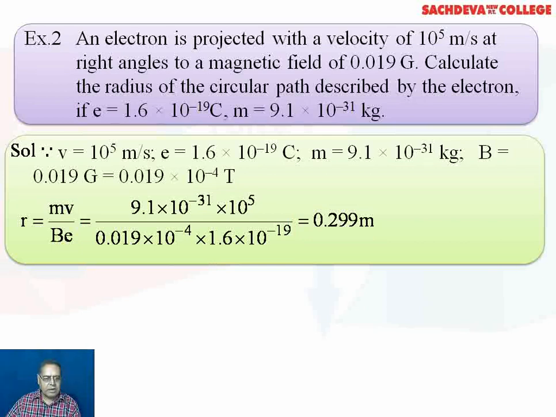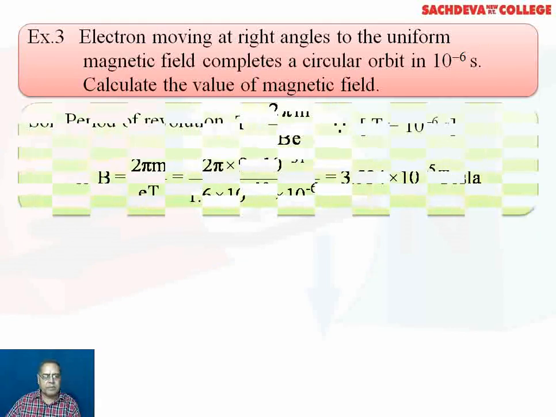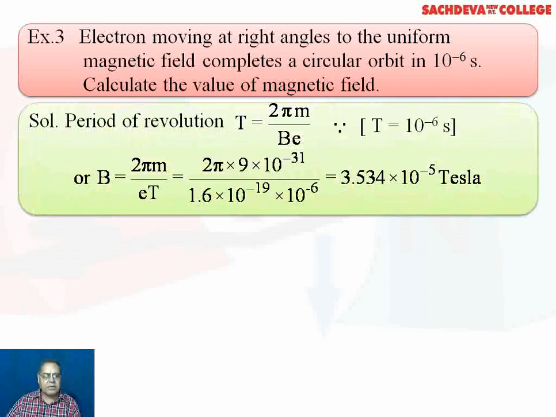So next, an electron moving at right angles to a uniform magnetic field completes a circular orbit in a microsecond, that is, 10 to the power minus 6 seconds. You have to calculate the value of the magnetic field. The period of revolution is given as 2 pi m over Be, and T is 10 to the power minus 6 seconds. So make B the subject of the equation, which is 2 pi m over eT. Now compute the values, and the value will be estimated in Tesla.